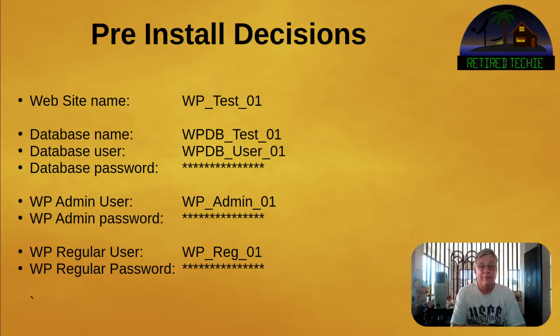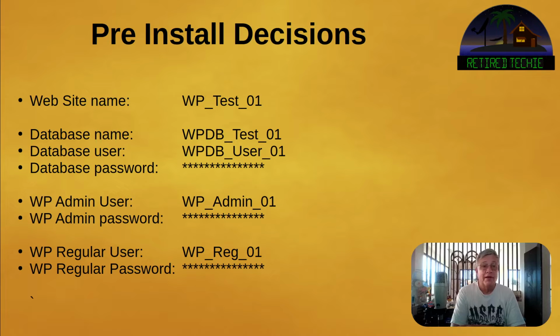Then you're going to need to come up with a database name, a database user, and a database password. Again, these can be whatever you want. I'm using something simple and easy to keep track of. In fact, I'm going to be using the database username as the password because, like I say, private network. I'm the only one who has access, and I'm keeping it simple for now.